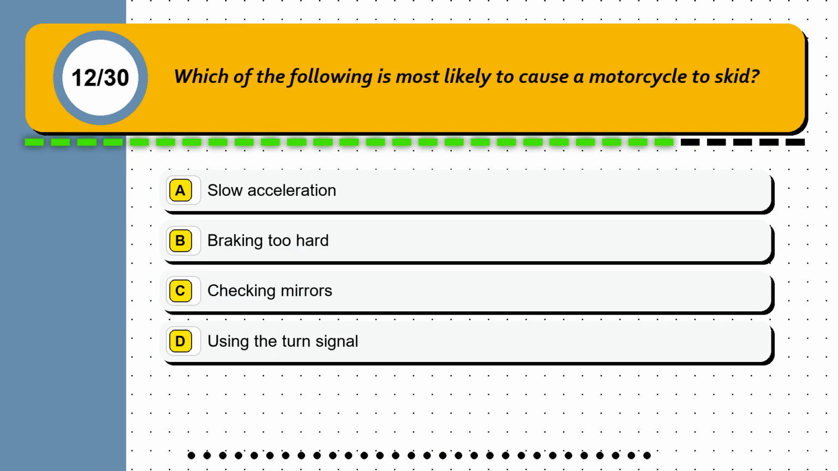Question 12. Which of the following is most likely to cause a motorcycle to skid? Option A. Slow acceleration. Option B. Braking too hard. Option C. Checking mirrors. Option D. Using the turn signal.